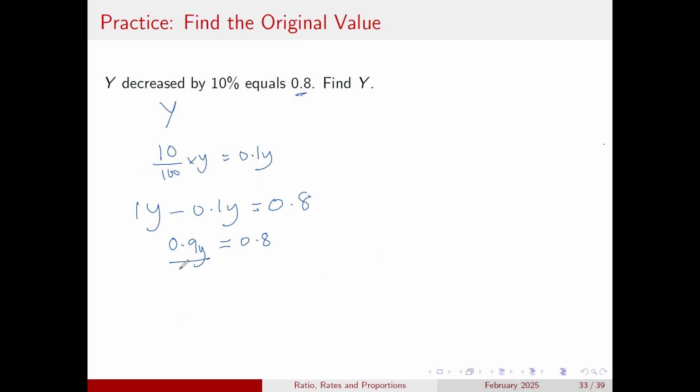So divide both sides by 0.9. We have y being equal to 8 out of 9. And that's the same as 0.889. So when you decrease 0.889 by 10%, you have 0.8.